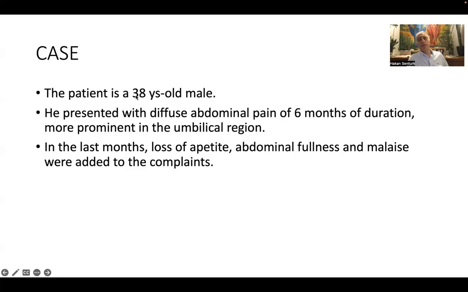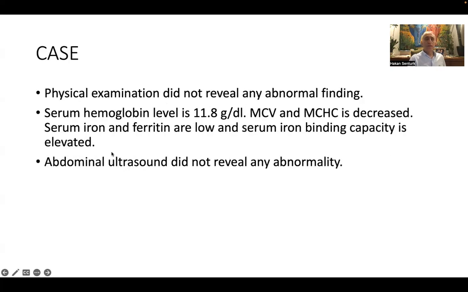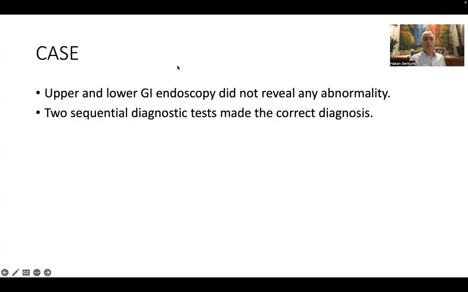Another case, the patient is a 38-year-old male. He presented with diffuse abdominal pain of 6 months duration, more prominent in the umbilical region. In the last months, loss of appetite, abdominal fullness, and malaise were added to the complaints. Physical examination did not reveal any abnormality, and there is slight iron deficiency anemia. Abdominal ultrasound did not reveal any abnormality, as well as upper and lower GI endoscopy. And 2 sequential diagnostic tests made the correct diagnosis.